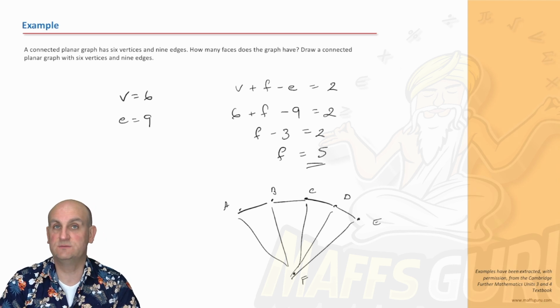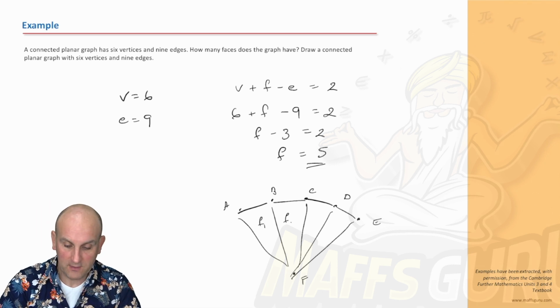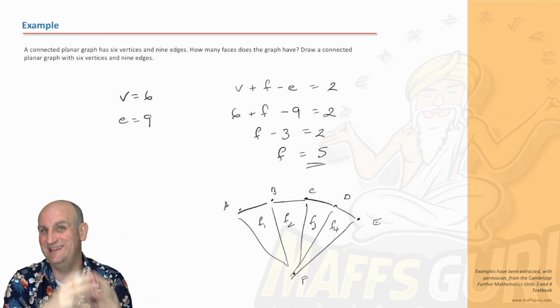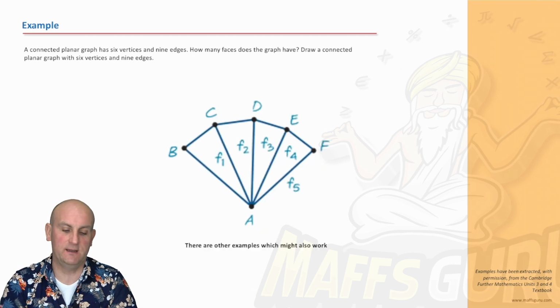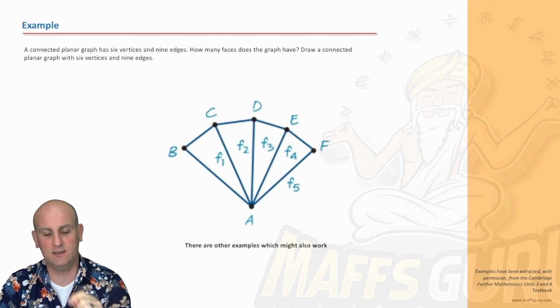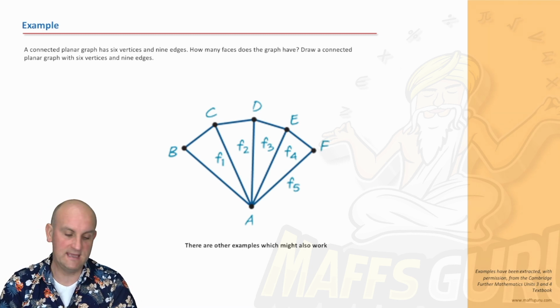And now what we're going to do is just make sure that we have 5 faces. Well, here is face 1, face 2, face 3, and face 4. Those are all of those enclosed sections inside. And if we remember, we've got to have one outside. And ka-ching, ladies and gentlemen, as I say, I knew the correct answer. So there we go. But as I say, there are other examples that may exist.